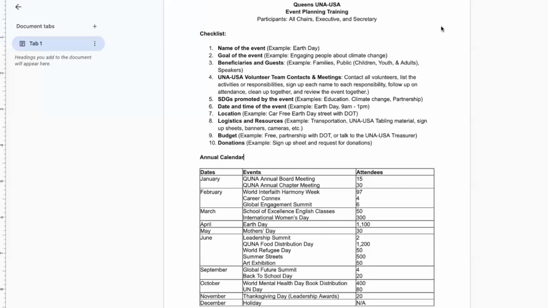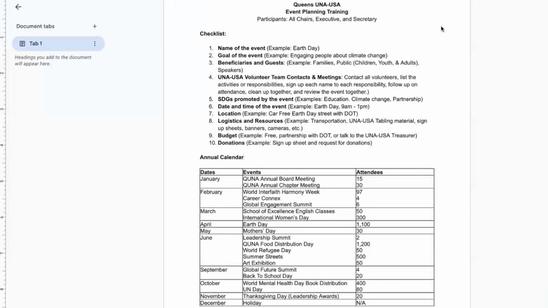And make sure you're also planning accordingly for before the event and after the event. So if people need to come there at 5 o'clock because the event starts at 5:30, let them know that. And if people need to stay after for 30 minutes, also let them know that. For number five, the SDGs promoted by the event. So for Earth Day, it would be education, climate change, and partnership. There can be more depending on the event, but make sure that you know what SDGs are behind this event so you can promote the event accordingly.